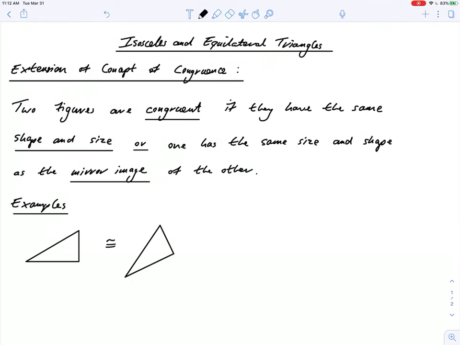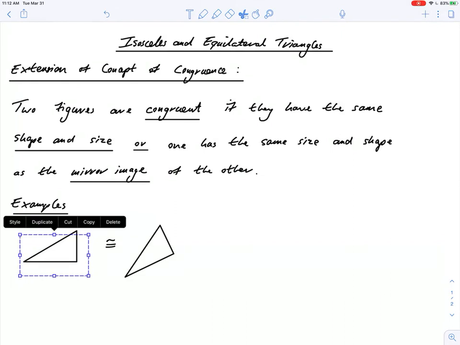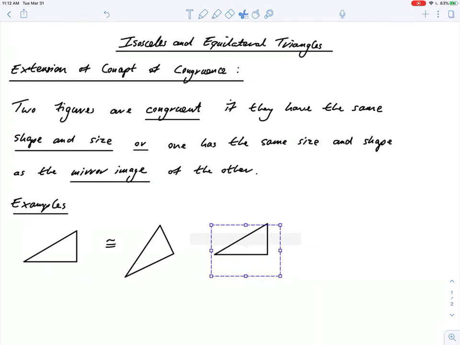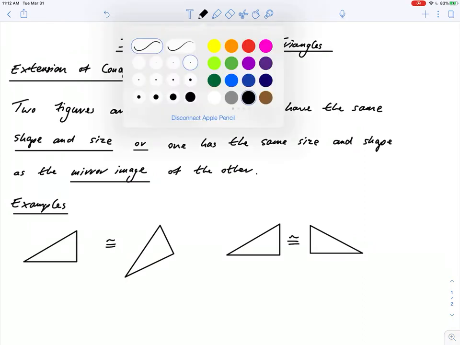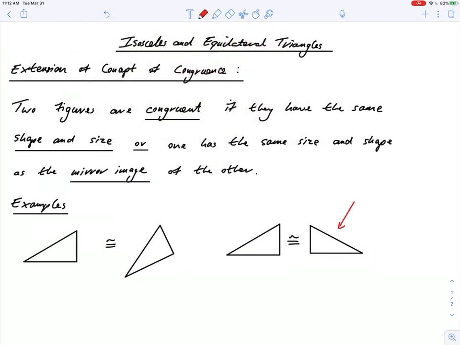However, this triangle is also congruent to its mirror image now. Ooh. So if I draw a triangle which looks very similar but reflected, that would technically be a little bit different, but we're going to decree that it's congruent. So these two are congruent as well. So this is the mirror image.